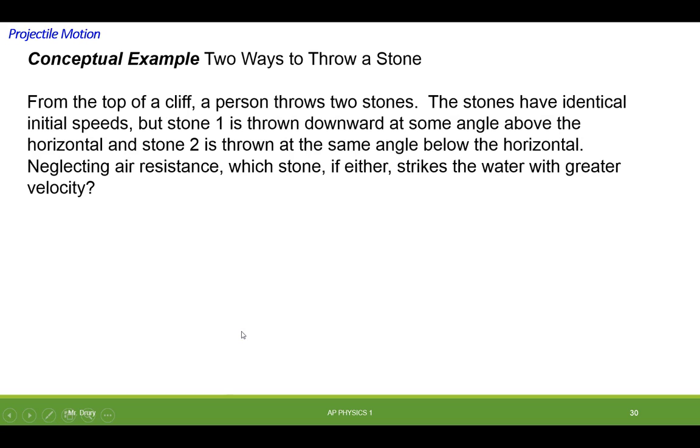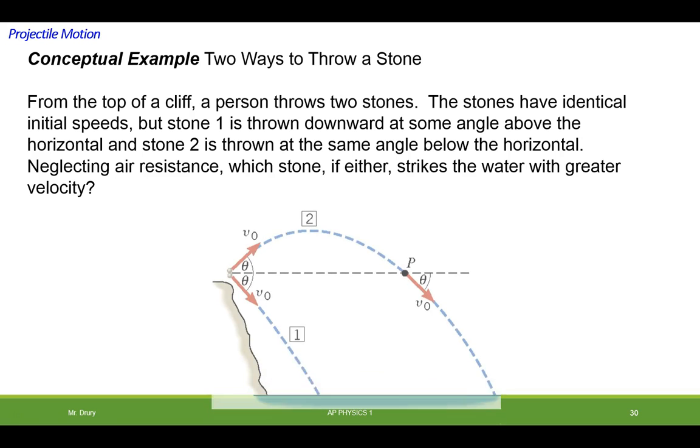Okay, from the top of a cliff, a person throws 2 stones. The stones have identical speeds, but stone 1 is thrown downward at some angle, and stone 2 is thrown upwards at the same angle. Neglecting air friction, which stone, if either, strikes the water with a greater velocity?